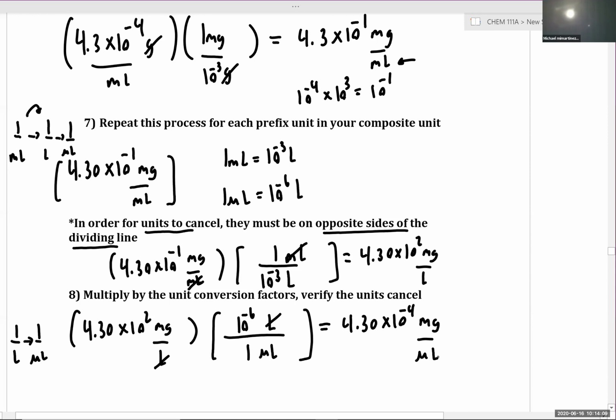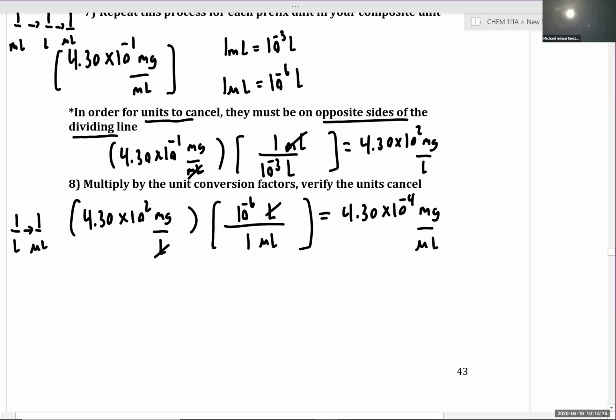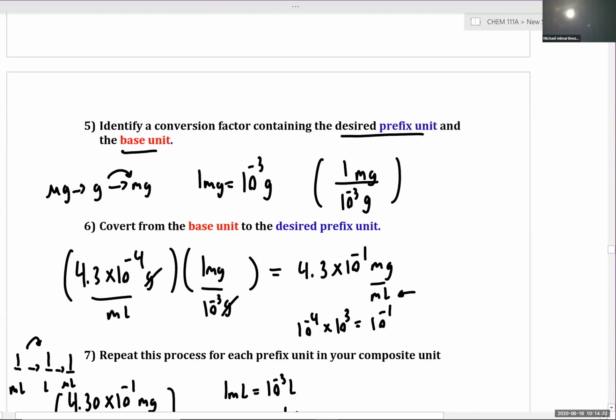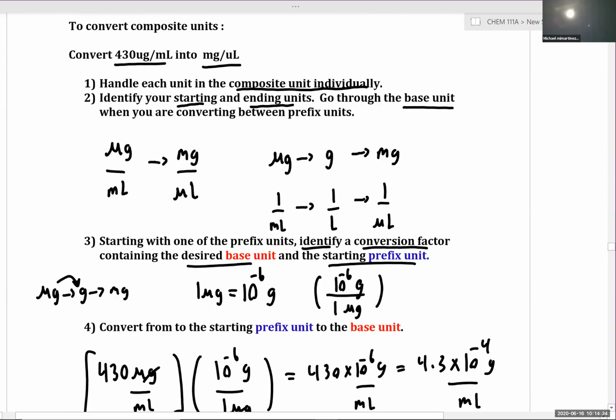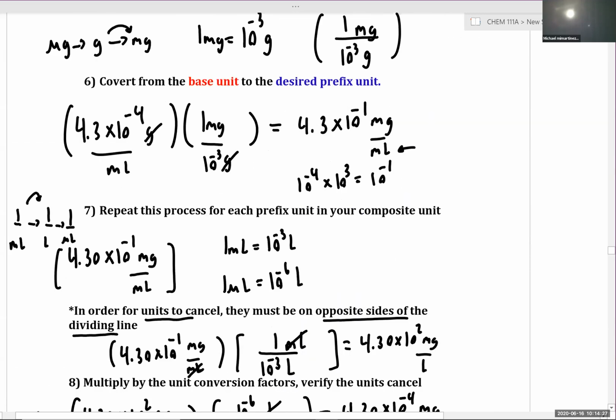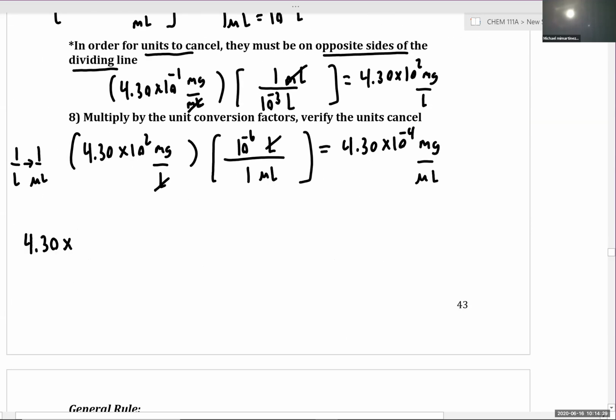Now, I often prefer to do these conversions in a one-line setup. So let's show how this would work in a one-line setup. So let's write out our number that we've started with. So 430 microgram per mil we'll write as 4.30 times 10 to the second microgram per mil. And our end goal is to have units of milligram per microliter.